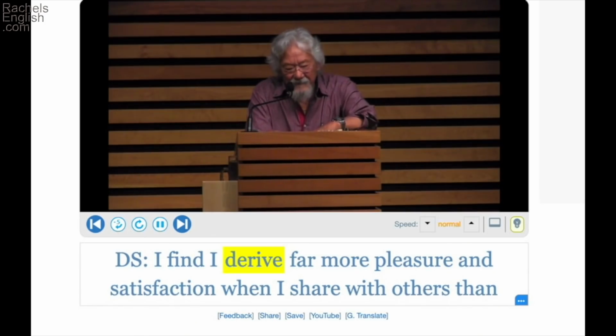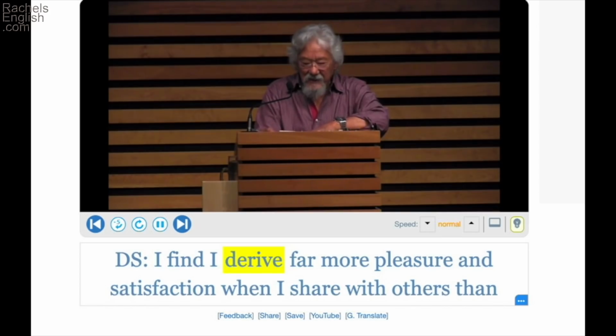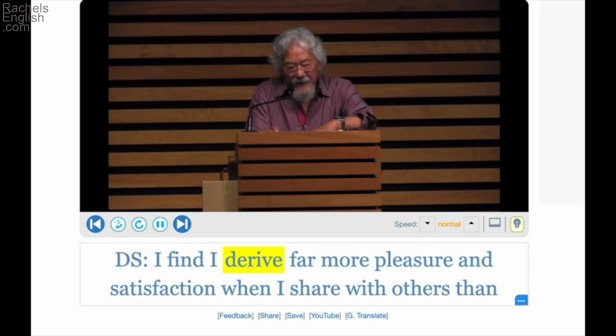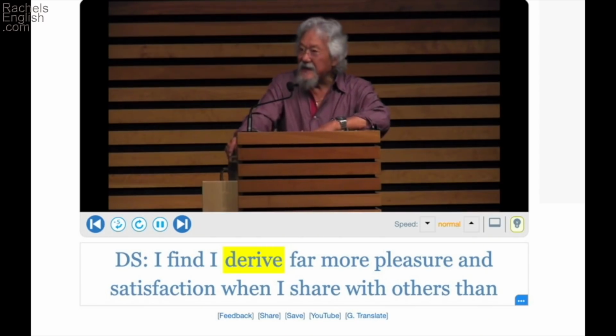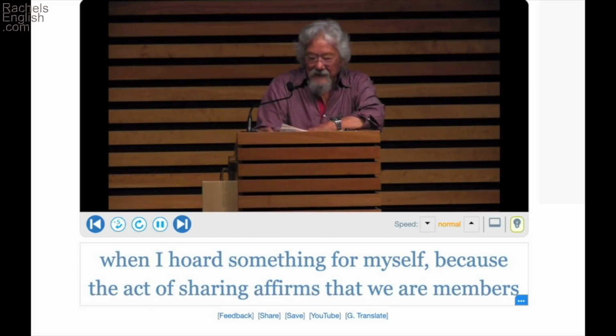Our last example. I find I derive far more pleasure and satisfaction when I share with others than when I hoard something for myself. Sharing is the opposite of hoarding. If you hoard something, you're keeping it for yourself. I'm sure most of us would say the same as this guy. We can get more pleasure or happiness when we share than when we don't. I find I derive far more pleasure and satisfaction when I share with others than when I hoard something for myself.